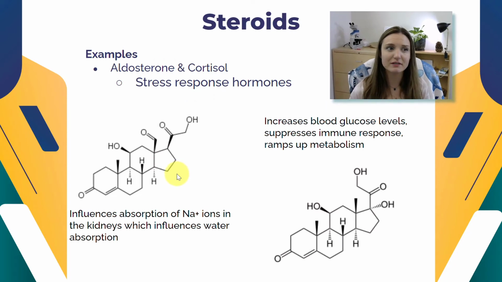So an example would be aldosterone and cortisol. This is cortisol right here, this is aldosterone. These are both hormones that are produced in our stress response in humans. So aldosterone, if we look at it here, its functional groups are slightly different, but we still have 1, 2, 3, 4 rings of carbon in both of these. So that base structure is still the same.